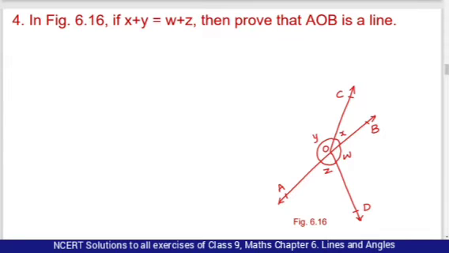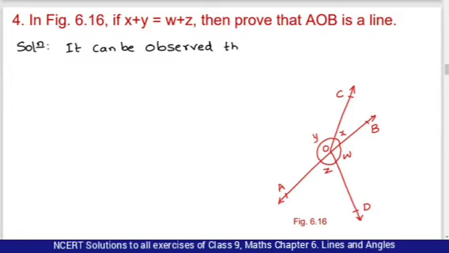Fourth question. In figure 6.16, if x plus y is equal to w plus z, then prove that AOB is a line. Solution. It can be observed that x plus y plus z plus w is equal to 360 degrees because it forms a complete angle. Therefore, x plus y plus z plus w is equal to 360 degrees.